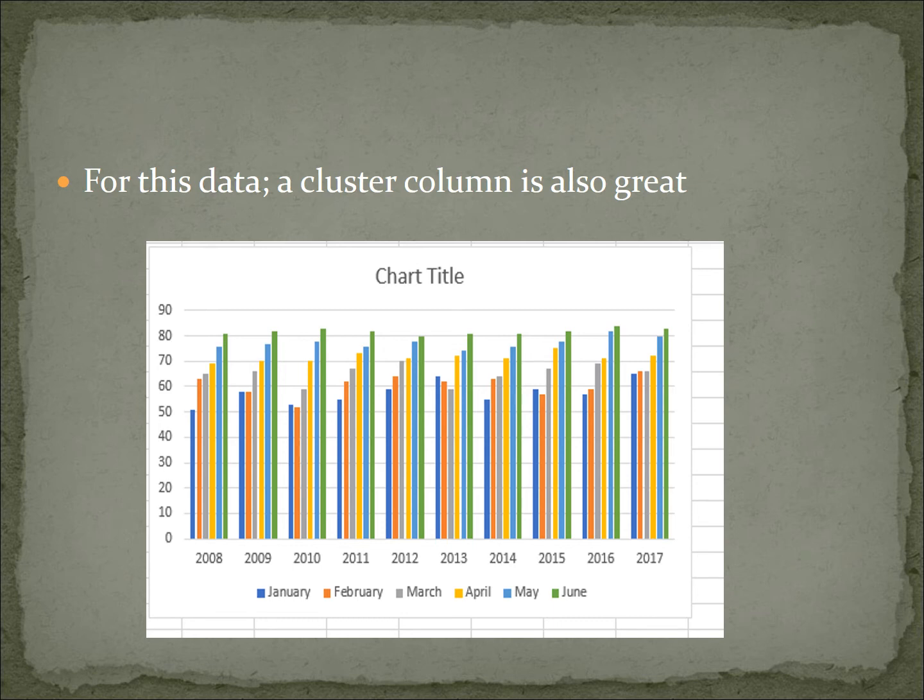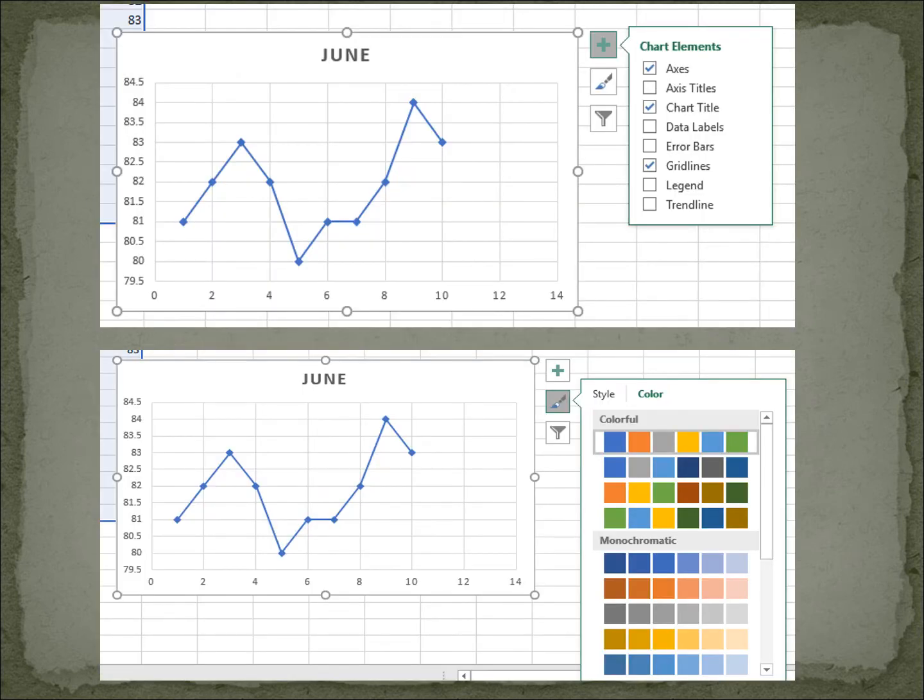This again is a cluster column. Here is a scatter plot, and what I did here was just looked at June. I thought this was a really interesting month because here in Florida it tends to be the hottest. So if you look at this chart, you can see how the temperatures vary from year to year, okay? And it does it in 2-year increments, okay?